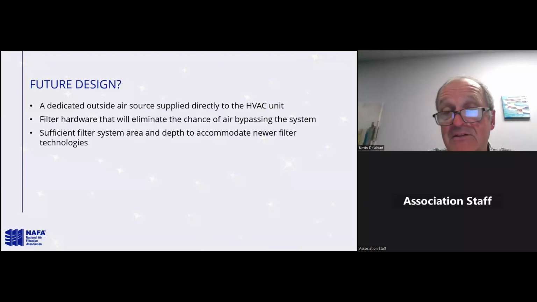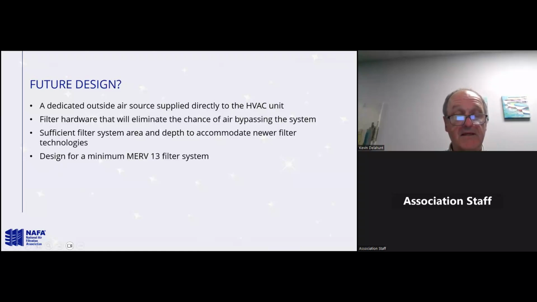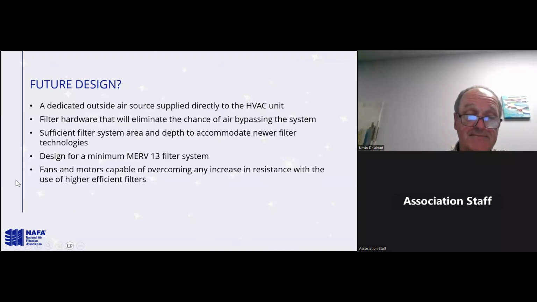Deeper beds, so that you get a better air to cloth ratio, and we slow the air down as it goes through the filter. All this helps to reduce the pressure drop and provides less impact on the fan and motor and the ventilation that you're looking for. Design for a minimum MERV 13 filter system. In the future, we've got to at least start at MERV 13, and then we can go from there. But that's where we need to design it.